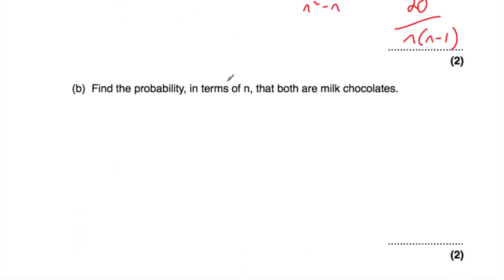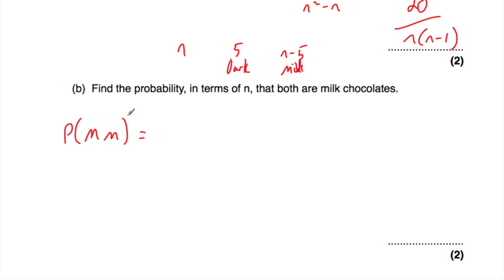Part B says find the probability in terms of n that both of them are milk chocolate. So we want to find the probability of a milk chocolate and then another milk chocolate. So remember, in total there was n chocolates. 5 of them were dark chocolate and the rest were milk chocolate, which was n minus 5. The number of chocolates take away 5, that was the number of milk chocolates in the box.